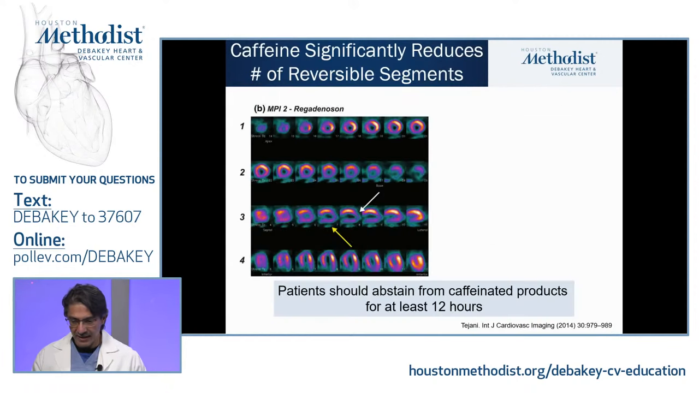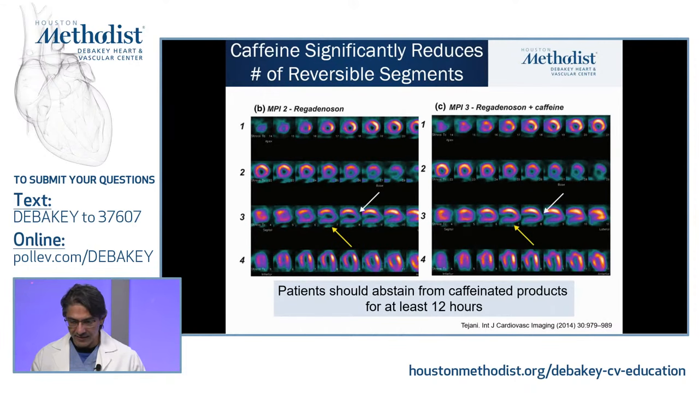So here's a study that shows you the effects of caffeine very nicely. This was a patient who had regadenoson plus placebo, and you can see a mild perfusion abnormality here at the apex. This was then repeated with caffeine, and you may have called this study normal, because now it's an even milder perfusion abnormality.